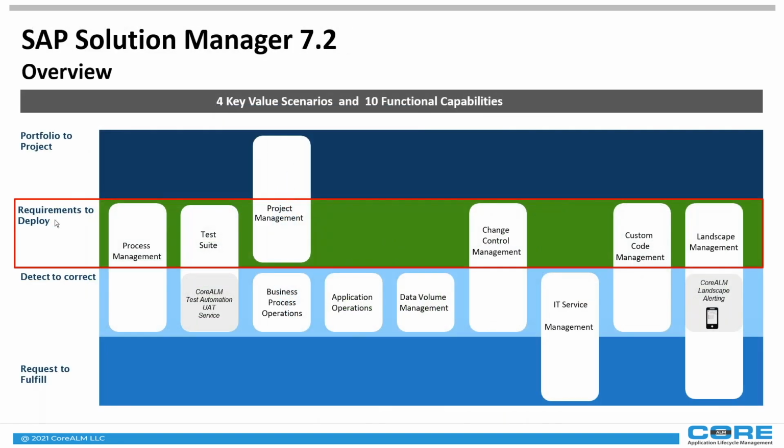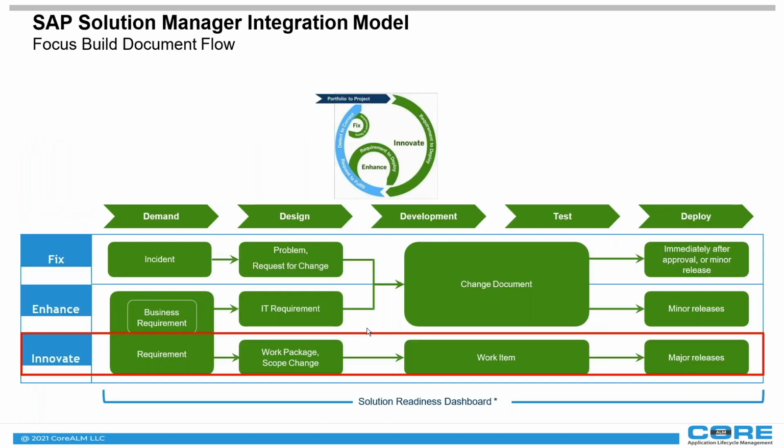Now, from a requirement to deploy within Focus Build, as I explained later, these are all of the capabilities that are utilized, which is process, test suite, project, and change management. Keep in mind, Solution Manager does have all of these other capabilities like business process operations, application operations, that do different types of items. So it's pretty much an entire 10 capabilities that fulfill the entire ALM portfolio to be successful in an organization, let it be if you're operational or if you're just using it to deliver a project.